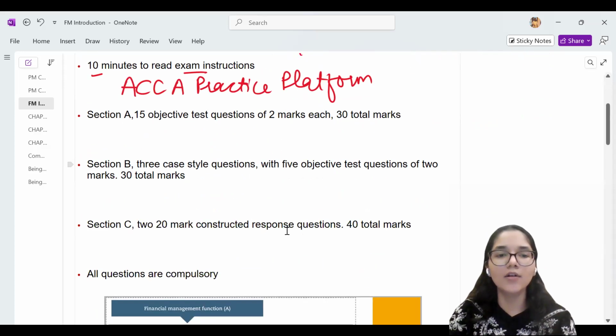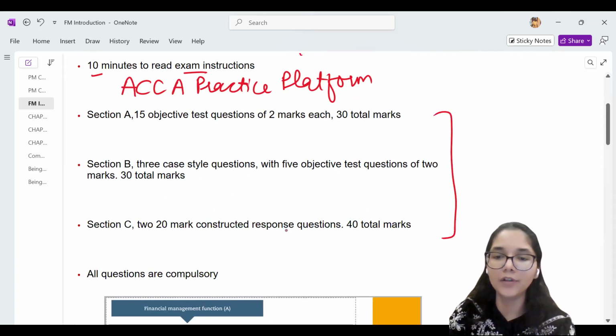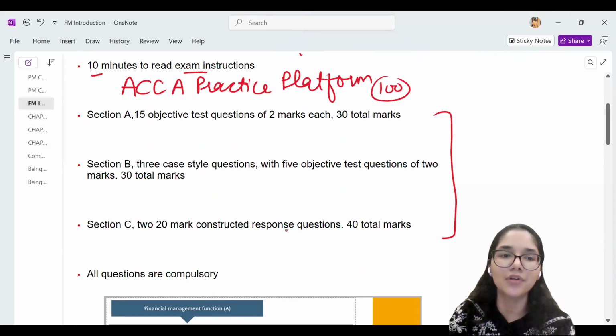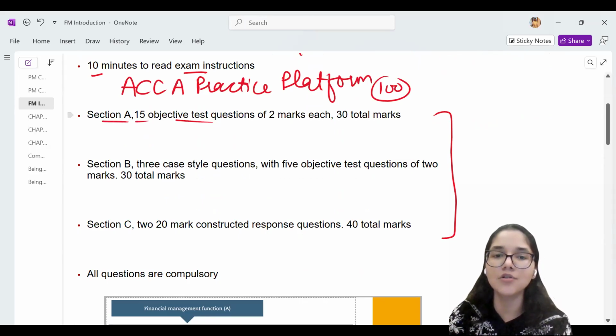Then, yesterday also, we had a quick overview about your paper. Your entire 100 marks of paper is going to be divided into three sections. Section A is 15 objective test questions of 2 marks each.